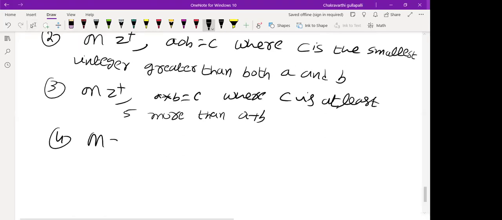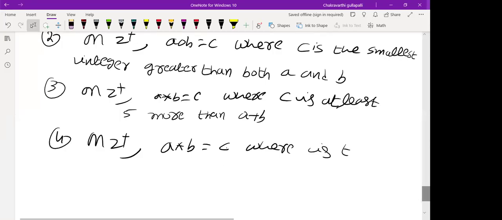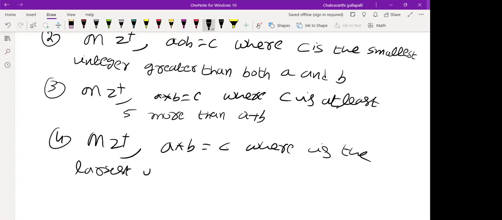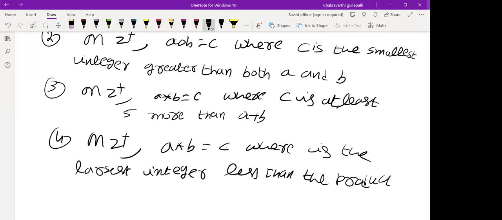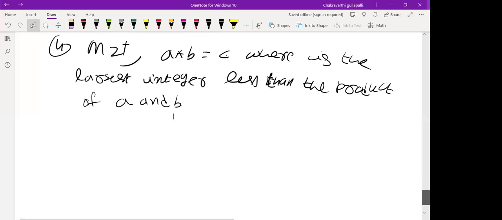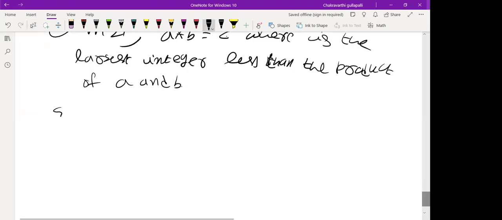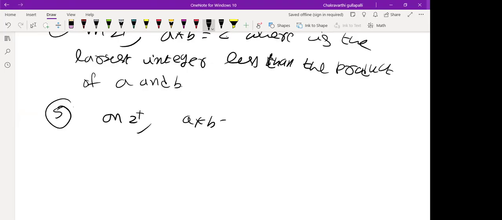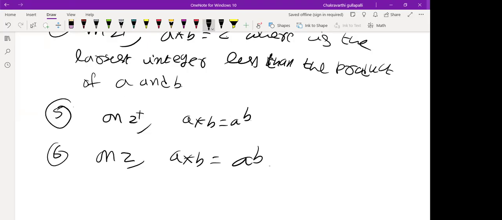Number 4. On Z plus, A star B is equal to C, where C is the largest integer less than the product of A and B. Number 5. We have on Z plus, A star B is A power B. Very interesting. Number 6. On Z, A star B is A power B. Let us work on this.